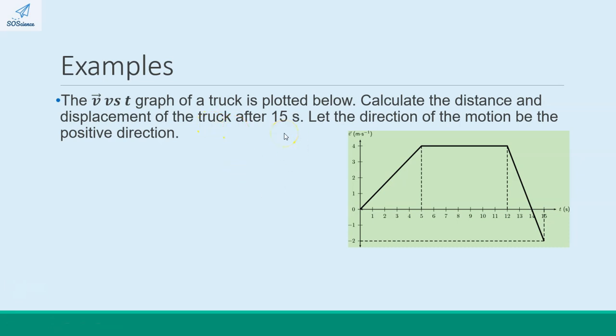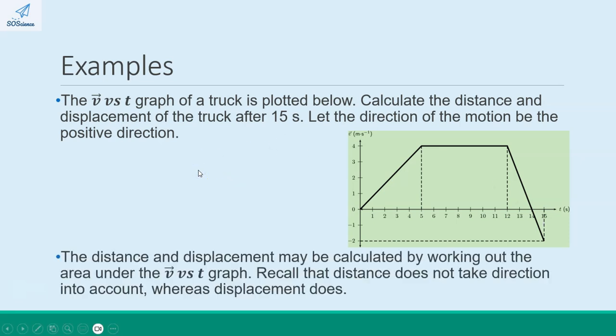Now, this is quite a common question that comes up that tests your understanding between distance and displacement. Based on a velocity time graph, by working out the area under the graph, we may work out the change in position, which is the displacement. What we need to recall is that distance does not take direction into account, but displacement does. So let's start working out the areas under this graph.